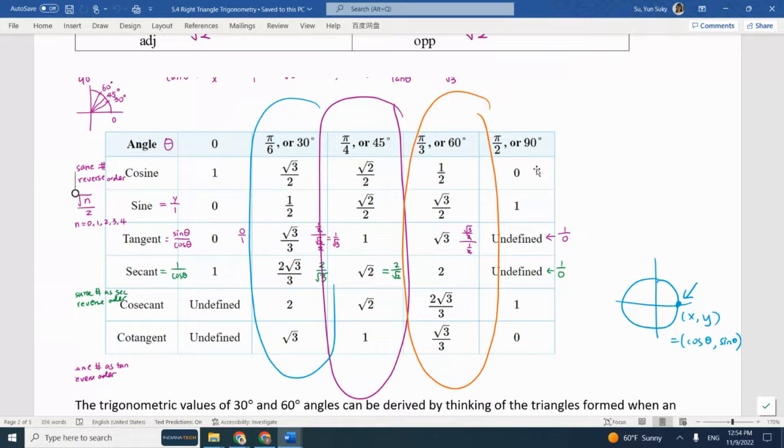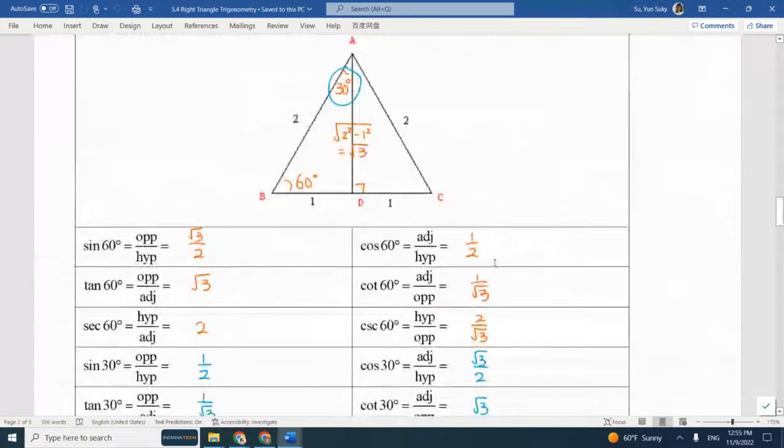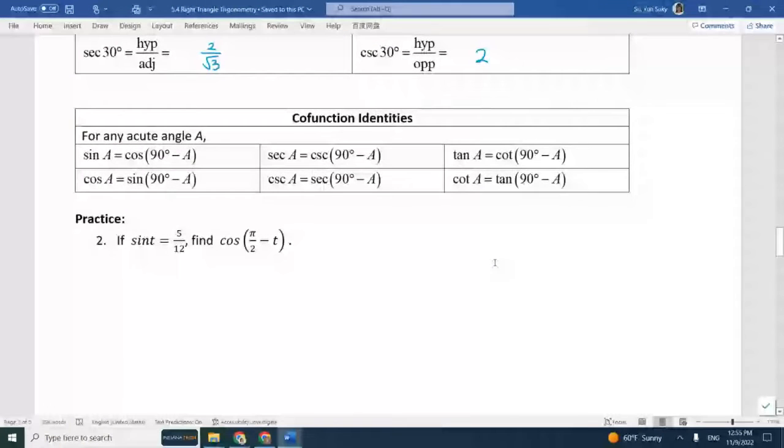And then cotangent, same numbers as tangent, but reverse order. And secant is 1 over cosine. So 1 over the cosine value, you get the secant. Cosecant, same numbers as the secant, but reverse the order. Yes, everybody? So make sure you can remember these values. It's very important. Okay, so let's keep going.